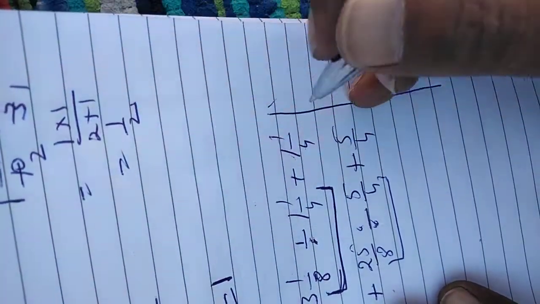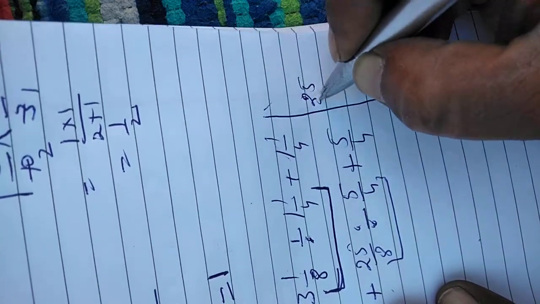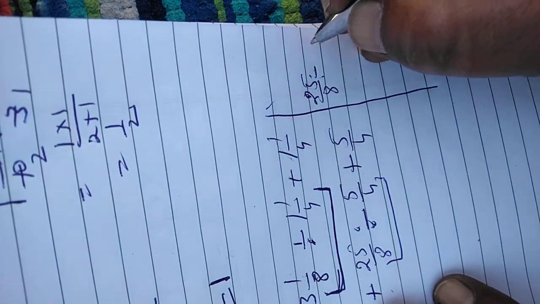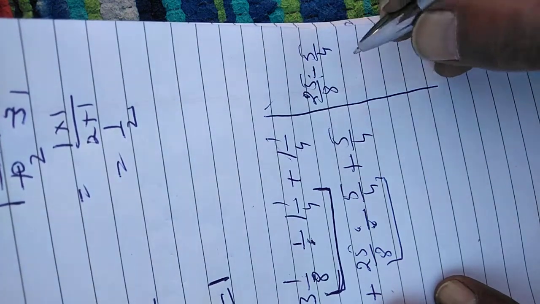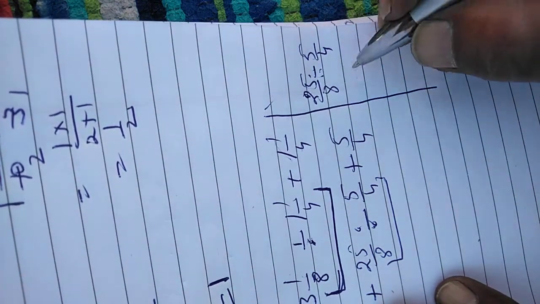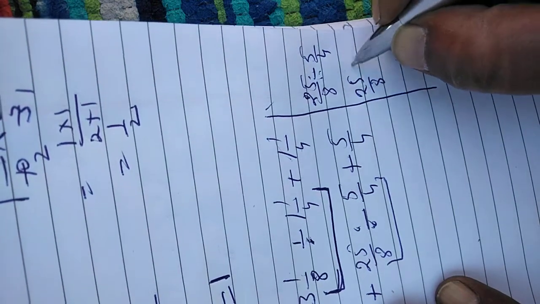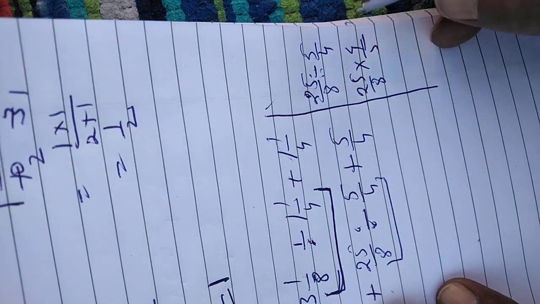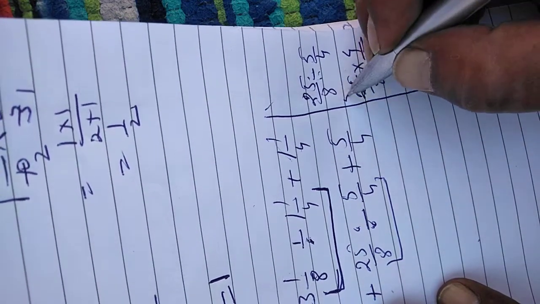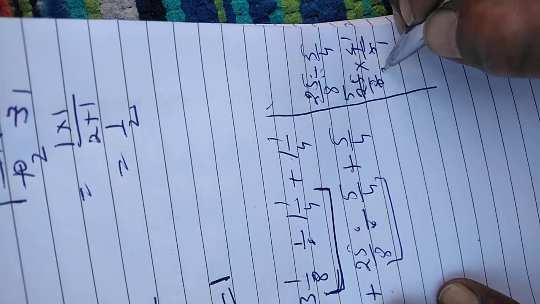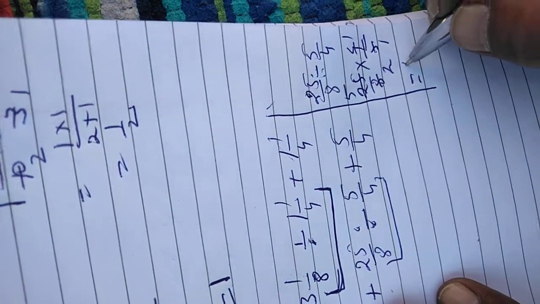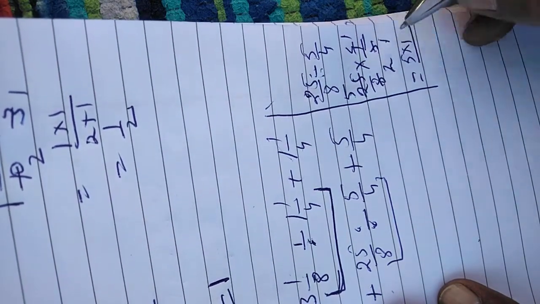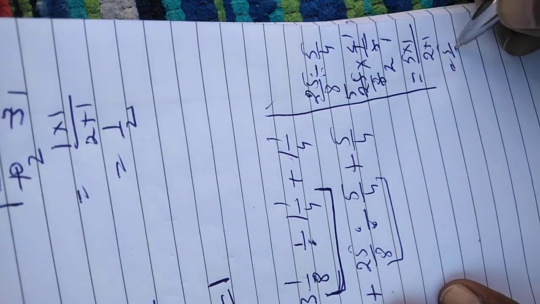Now 25 upon 8 divided by 5 upon 4. Now division is there, so reciprocal it. 25 upon 8 multiply by 4 upon 5. Cancel: 5 1s are 5, 5 5s are 25, 4 1s are 4, 4 2s are 8. So what is left? 5 multiply 1, 5 multiply 1, and the denominator 2 multiply 1. So your answer is 5 upon 2.